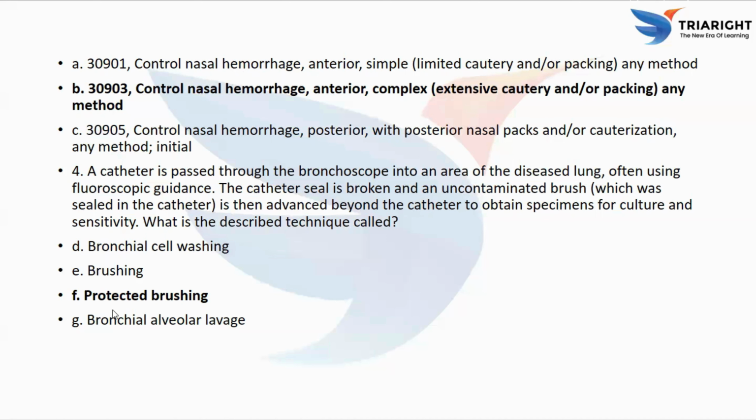So what is protected brushing? It's a special sterile sampling method used during bronchoscopy. So how does it work? It's a double-sheathed catheter which protects the brush from contamination. It is advanced into a specific lung area. The seal is broken only at the target site. So the brush collects the bacteria from the deep lung tissue. So this technique is used for diagnosing pneumonia or a lung infection.